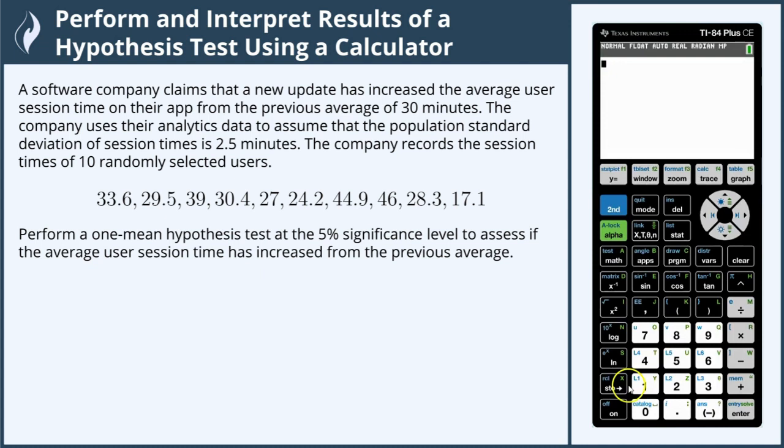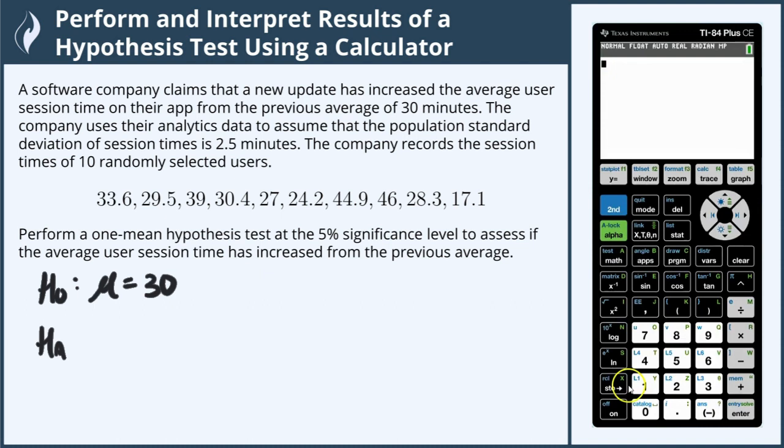Perform a one-mean hypothesis test at the 5% significance level to assess if the average user session time has increased from the previous average. So the first thing we want to do is come up with our null and alternative hypotheses. The null hypothesis in this case is always the status quo. We assume that things have not changed. So that would mean that the average session time would be 30 minutes.